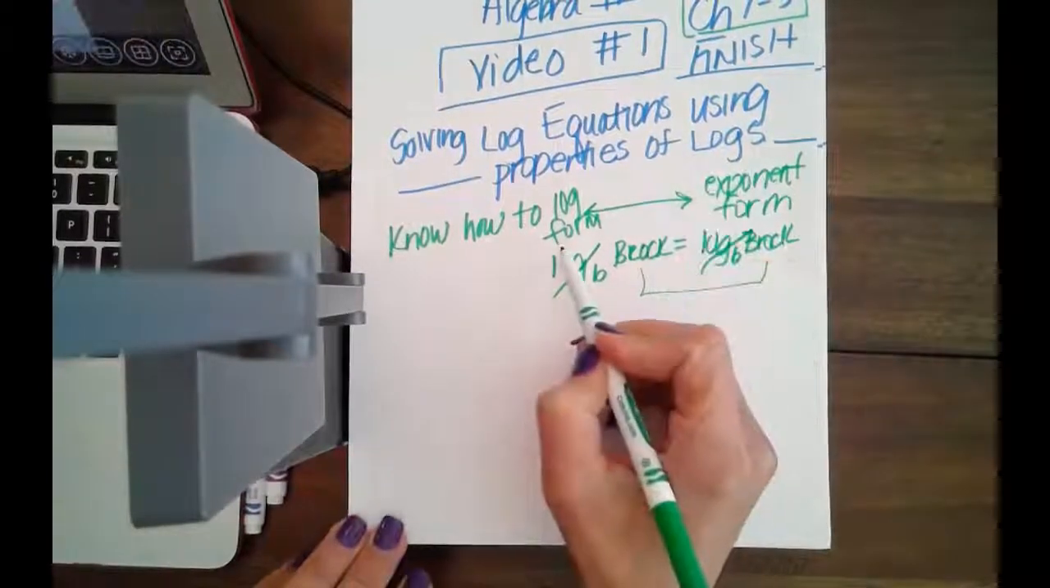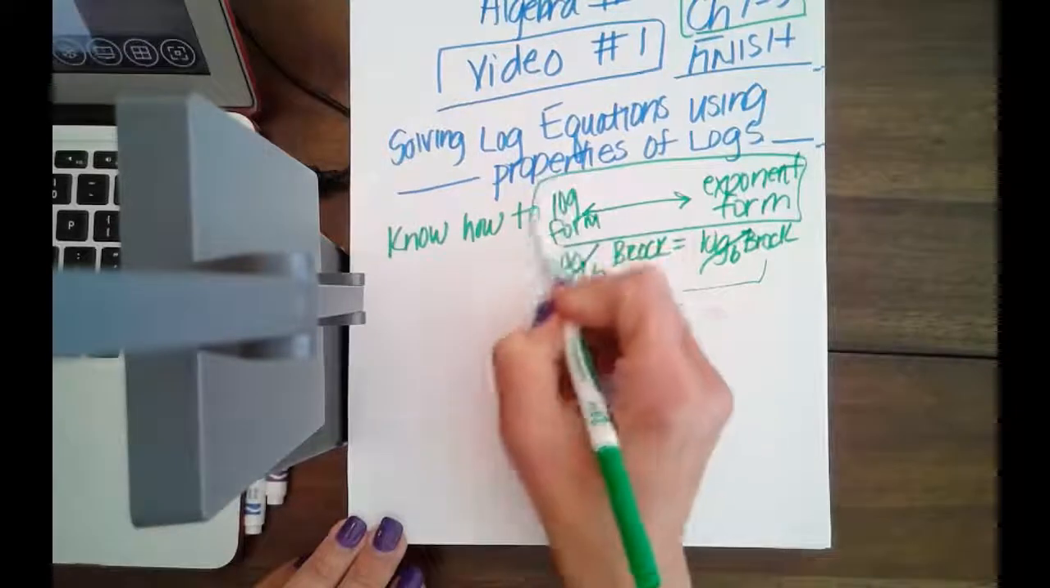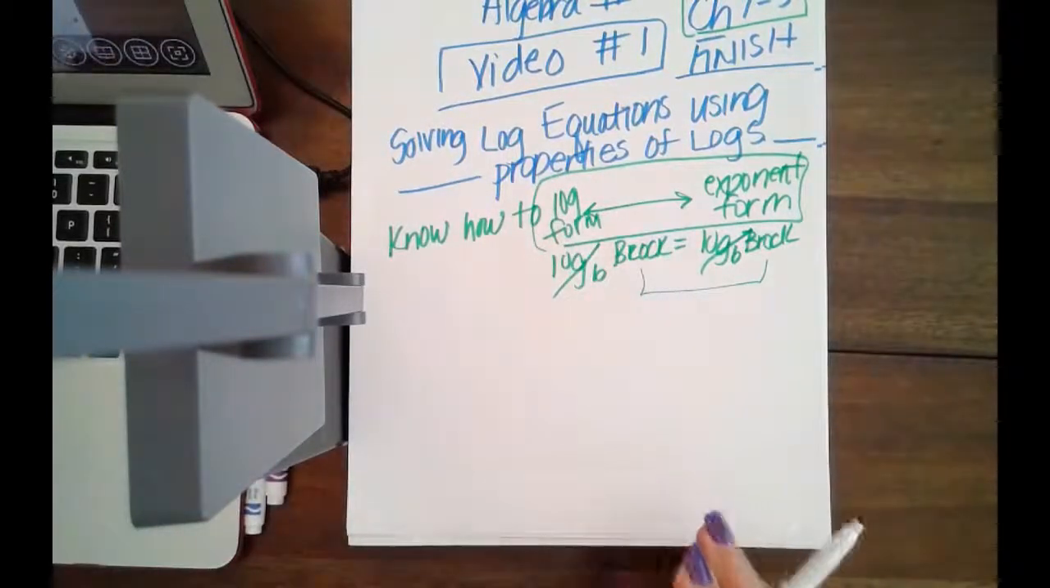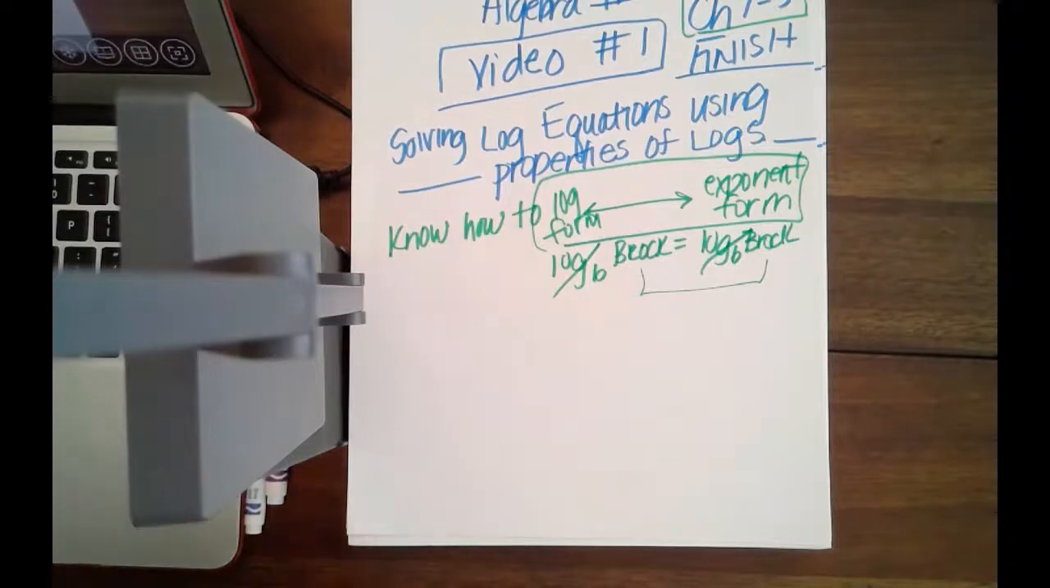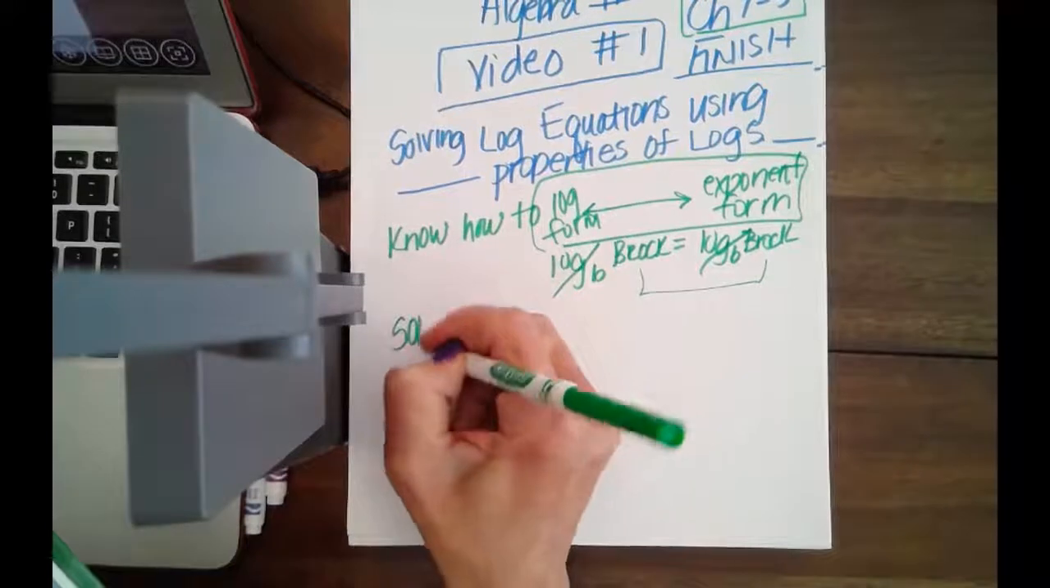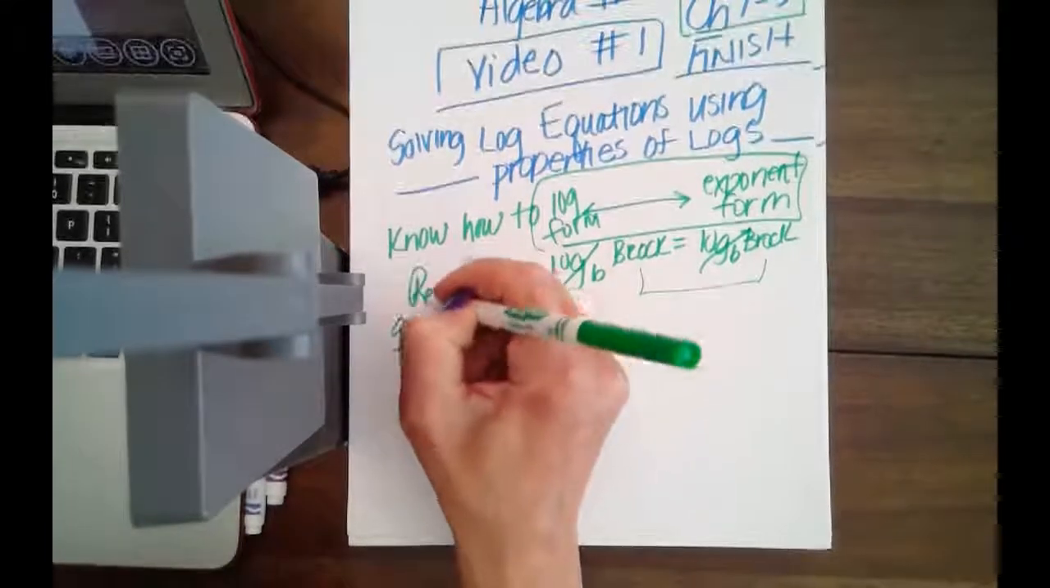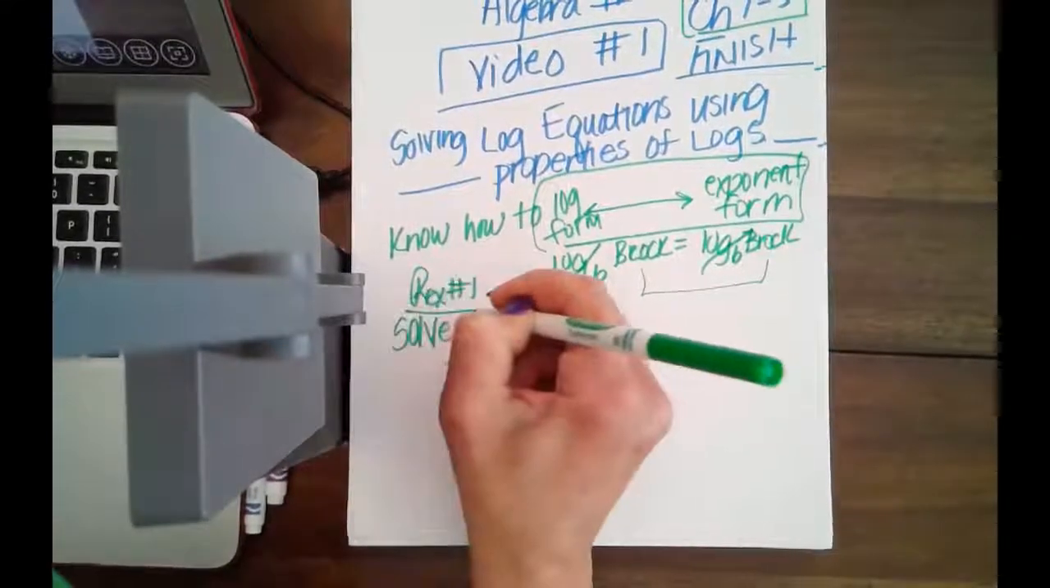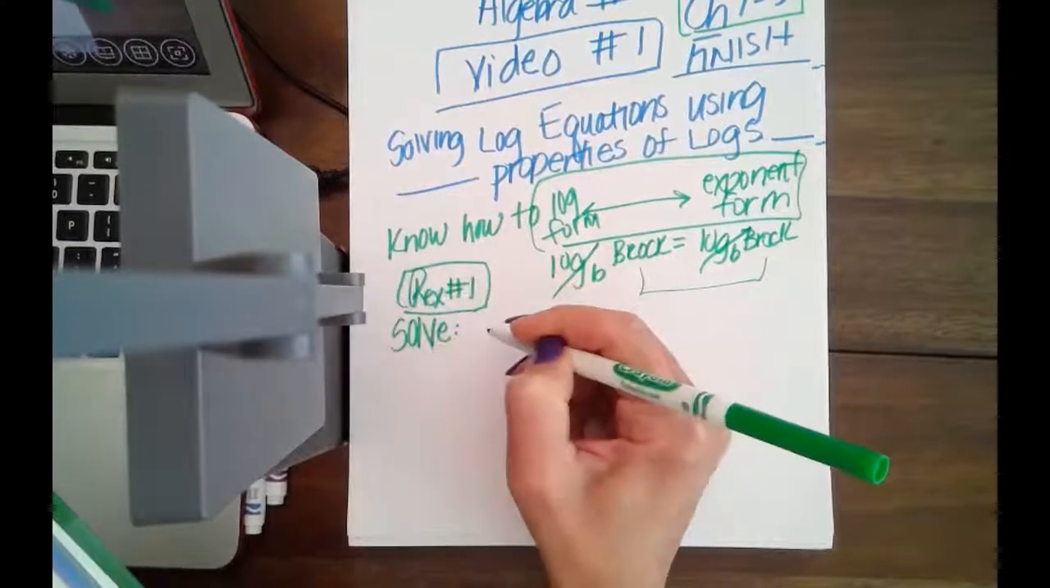If there's not a log on each side, you're going to find yourself having to go back from one form to the other to find the solution. And remember, you can never have a negative Brock, so we want to make sure that we check them. Okay, so let's look at a first example. This is Rex number 1. Example number 1. Solve.